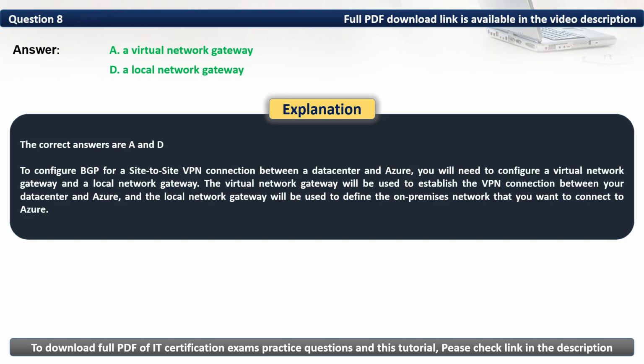The correct answers are A and D. To configure BGP for a site-to-site VPN connection between a data center and Azure, you will need to configure a virtual network gateway and a local network gateway. The virtual network gateway will be used to establish the VPN connection between your data center and Azure, and the local network gateway will be used to define the on-premises network that you want to connect to Azure.